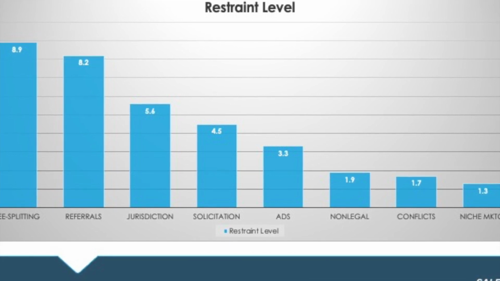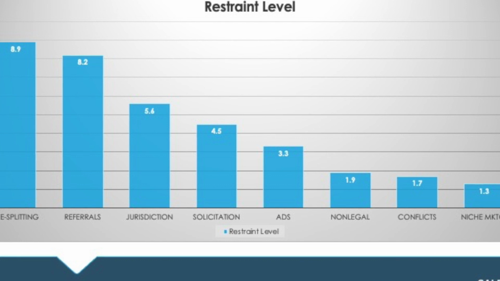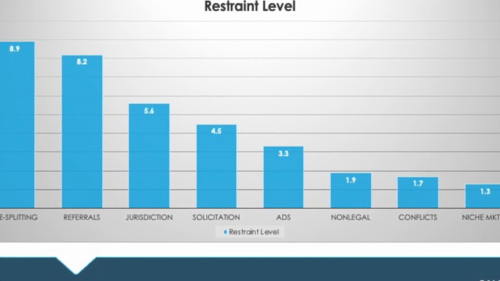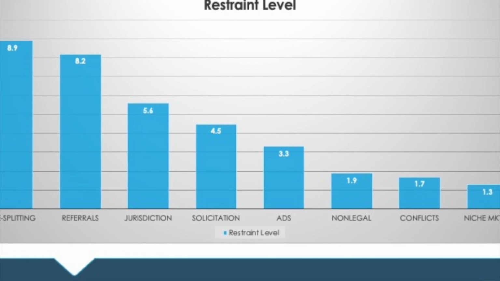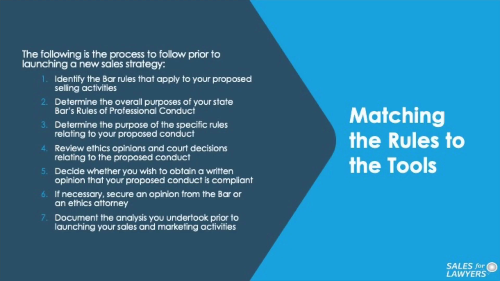So if your sales strategy is trending toward the heavily regulated behaviors, you're going to want to carefully review the rules, the ethics opinions, and the court cases in your jurisdiction. Craft your sales strategy around the hurdles, and then document your analysis of why you believe your proposed activity is compliant. So let's stop and summarize the analysis now. After you prepare a draft lead generation strategy detailing the tools you want to use in your business, you must identify the rules that apply to those proposed selling activities.